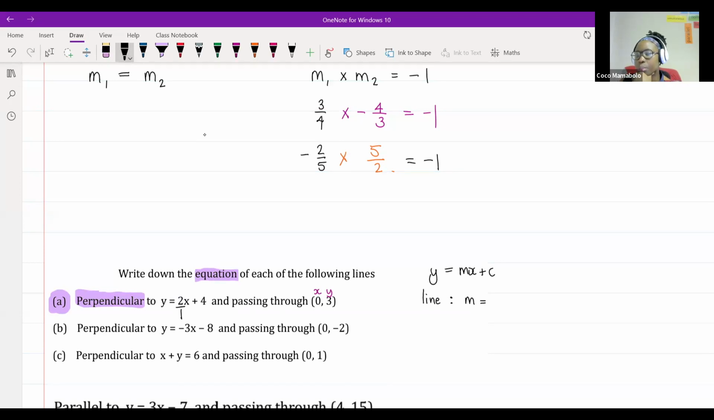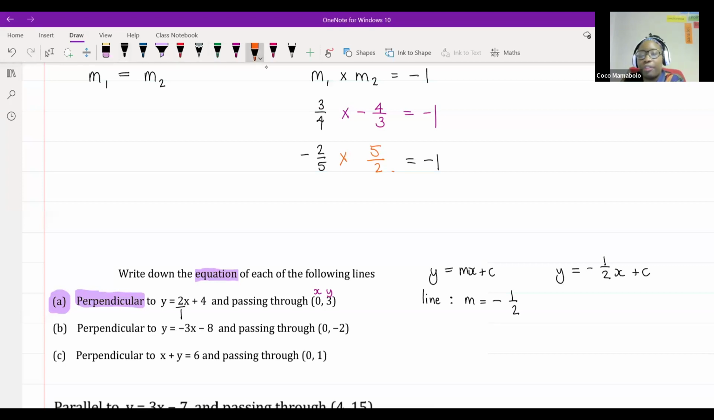Negative? Negative a half, correct. Yes, absolutely, Palisa. It's going to be the opposite of that with a negative. So negative 1 over 2. Lovely. So now we have a gradient, and we can then take the gradient and put it into the formula. So I'm going to go y is equal to, I've got my gradient, negative a half x plus c.